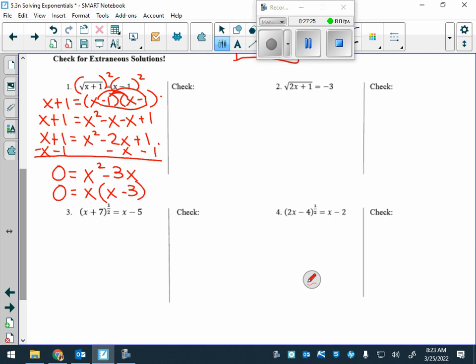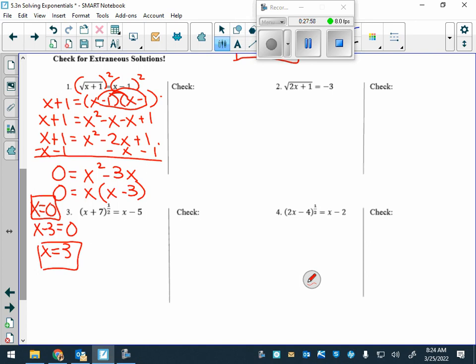All right. Now, how would I find solutions here? What would you do? So I have one possible solution of x equals 0. And what is my other possible solution? 3. So these are my 2 possible solutions. And I say that because we have to check. Okay? So on the right-hand side, I left you some room for checking.